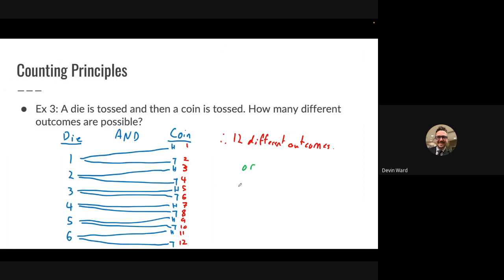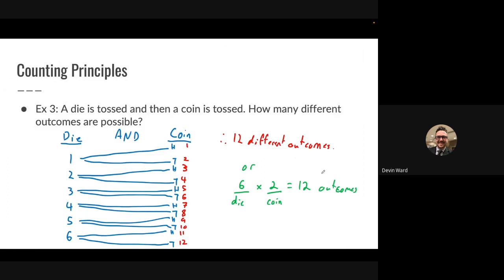Okay. So we are rolling a die and then tossing a coin. When we roll a die, there's 6 different outcomes. And when we toss a coin, there's 2 different options. We have heads or tails. And then what's 6 times 2? 12. So therefore, there are 12 outcomes.